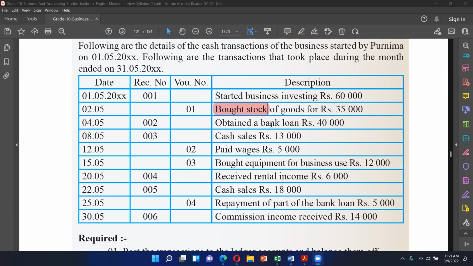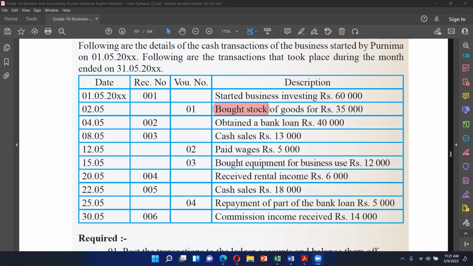Good. 15th May. Equipment debit and cash credit. 20th May. Cash debit and rental income account credit. Yes, very good. And we'll ask the next one.